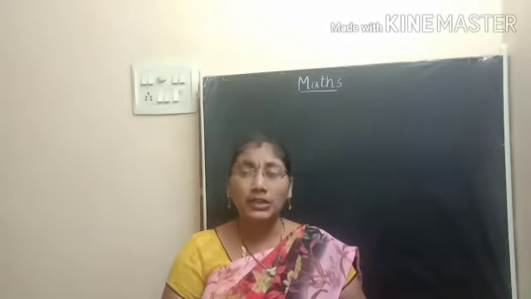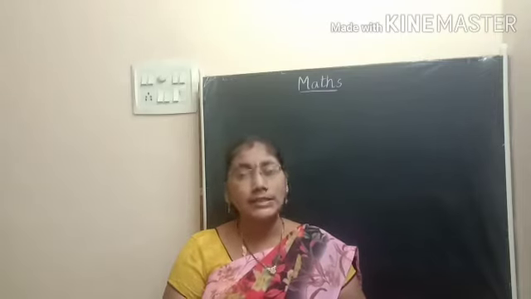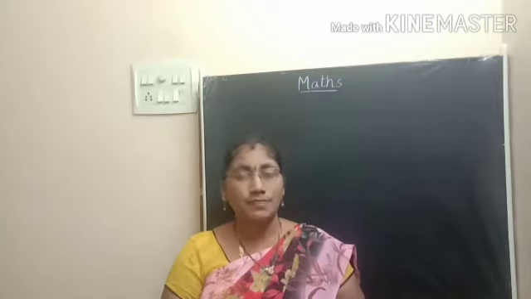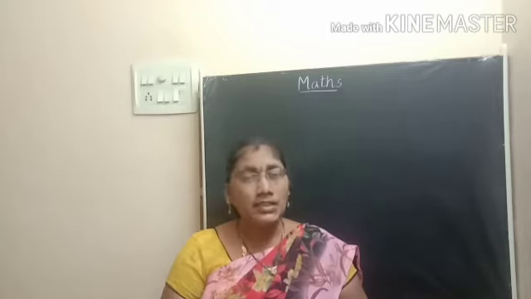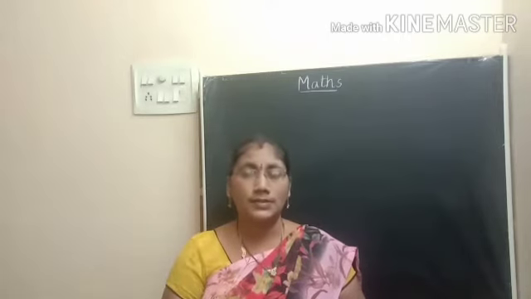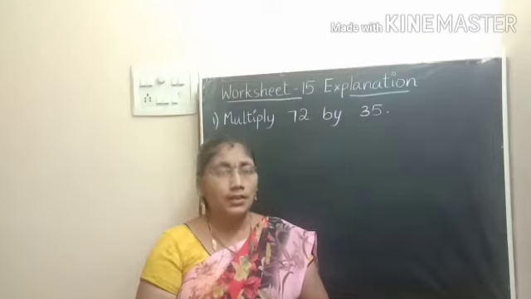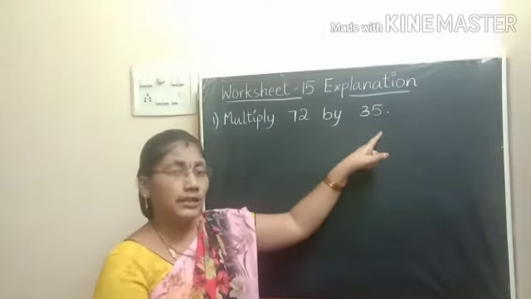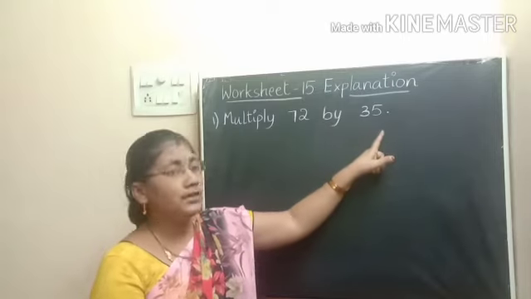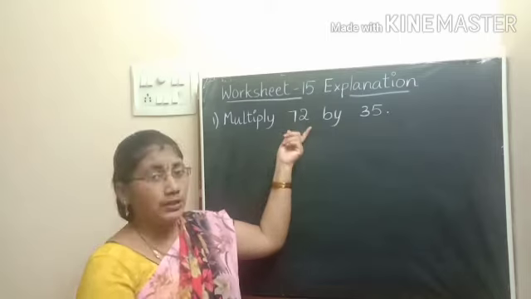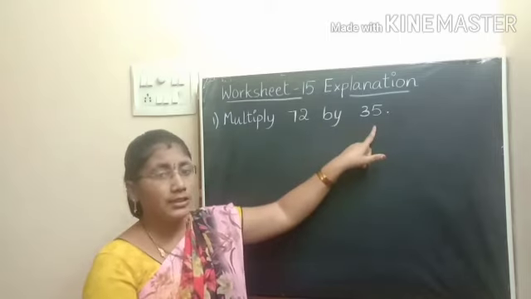Today we are going to discuss multiplication by 3-digit numbers. Before that, I will explain the worksheet that I had given in the previous class. The first question is multiply 72 by 35. Here 72 is the multiplicand, 35 is the multiplier.